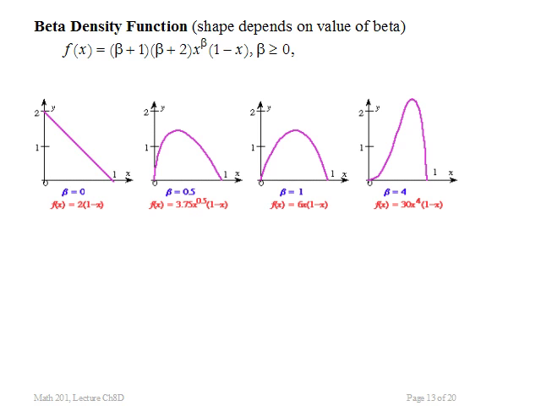There's another group of probability density functions called the beta density functions. Here are some examples. In general, this function for beta greater than 0 is quantity beta plus 1 times beta plus 2, x raised to the beta times 1 minus x. And here's an example of what these functions look like for different values of beta. This is for beta equals 0. You have this, which looks triangular, beta 0.5. This one is beta equal to 1, and beta equal to 4.